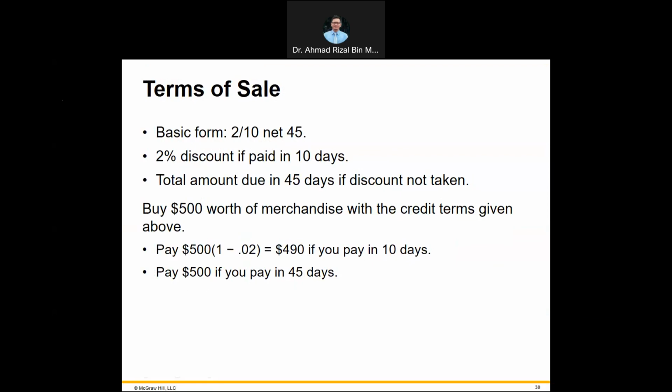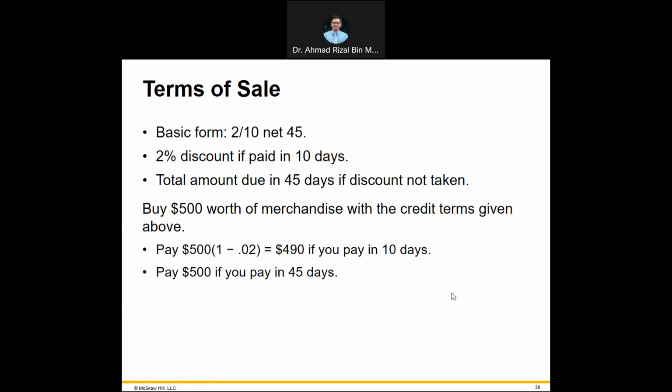So what this means is that if you take the discount, right, you pay 490. But if you don't take the discount, right, effectively what it means is that you are actually, in this sense, borrowing from the seller. You borrow in the sense that you forego the opportunity to get the 2% discount for the remaining portion of this credit period. Okay, so the whole credit period is 45 days, but the effective borrowing period is actually 45 minus 10, which is 35 days. Because the first 10 days you are eligible for the discount.